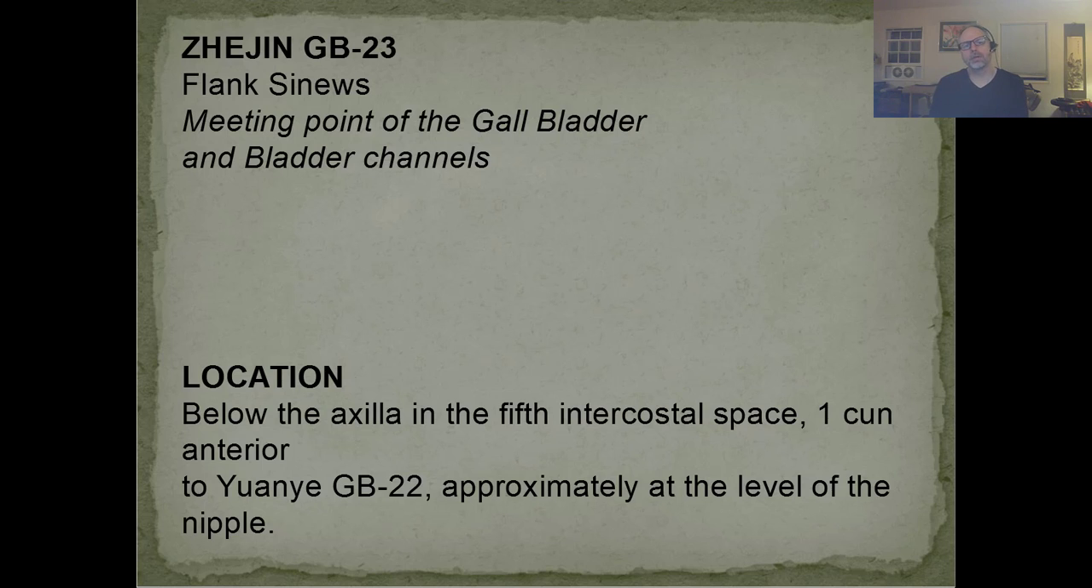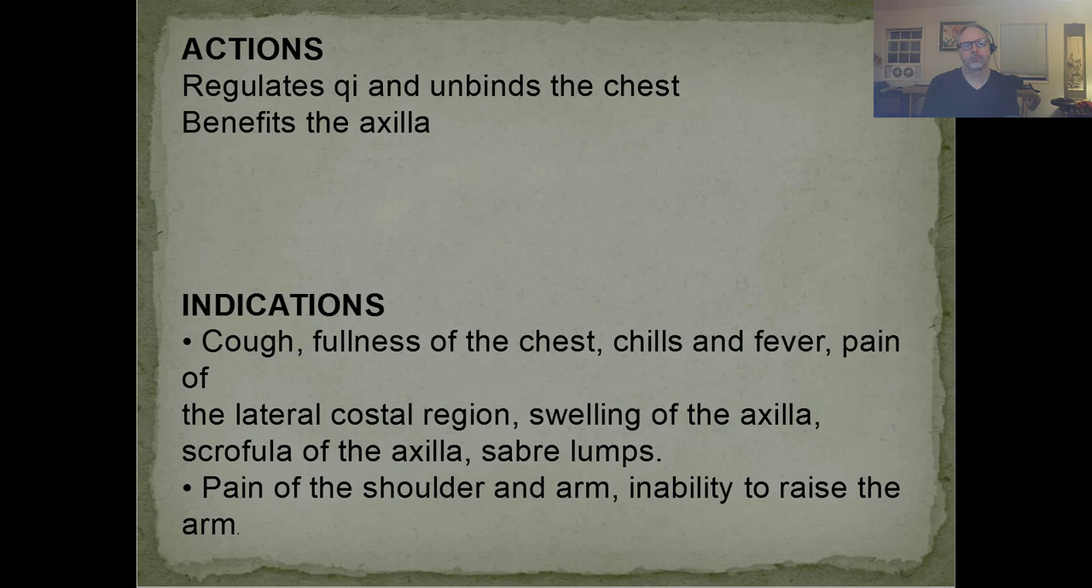23 is the meeting point of the gallbladder and bladder channels, below the axilla in the 5th intercostal space, 1 cun anterior to gallbladder 22, approximately at the level of the nipple, which regulates the chest, unbinds the chest, regulates qi, unbinds the chest, benefits the axilla, just like what 22 has done.